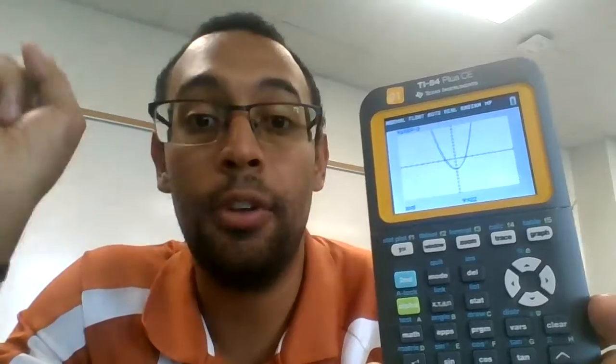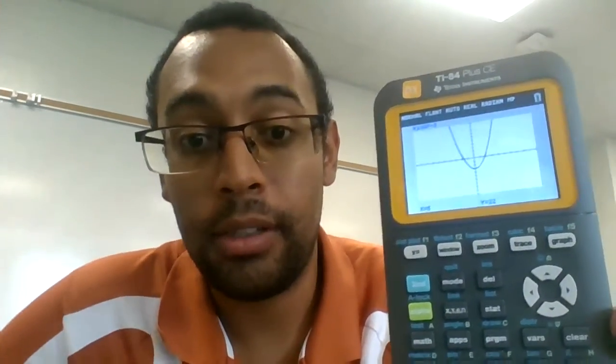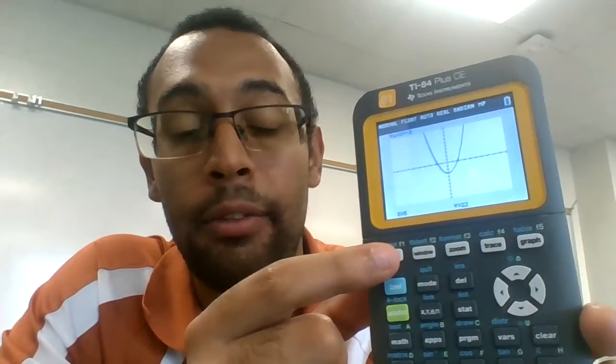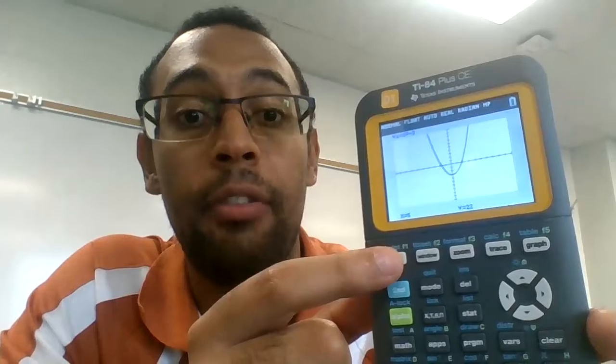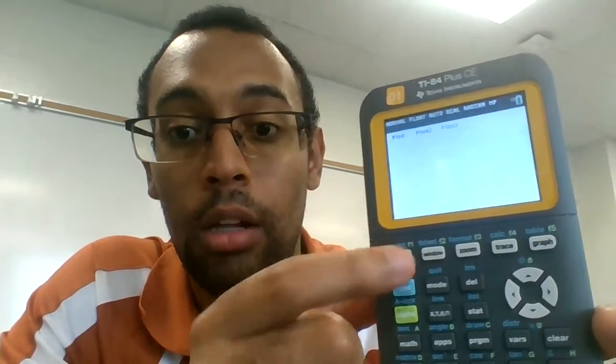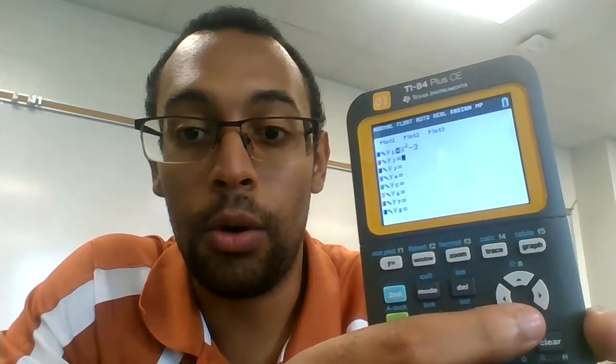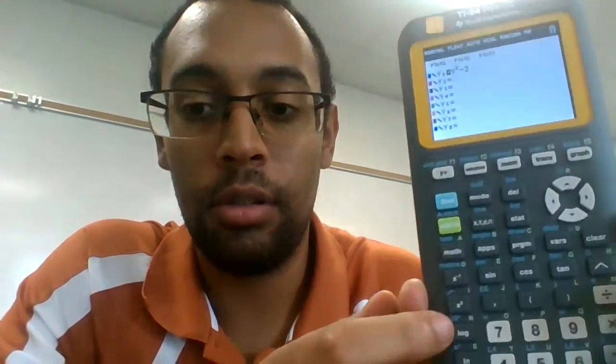Now, that is if you know the input. What happens if you don't know the input, but you know the output? Again, the example in class I gave was: try to find x if f of x is 6. Well, you go back to y equals, go to your arrows, and you plug in 6.